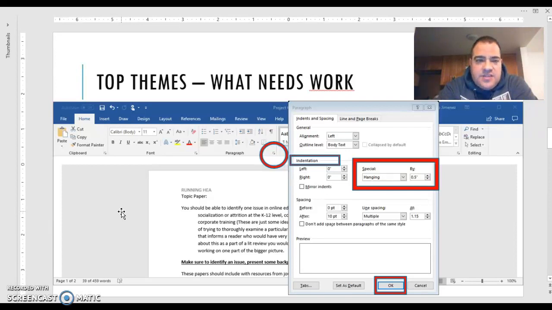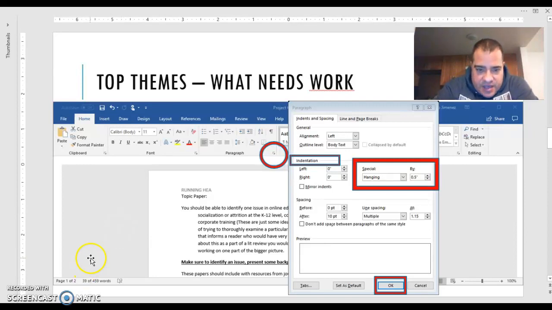And the next section that I wanted to talk about that needs a little bit of work, and just more of a reminder for some of you, but I think it's important to cover, is your reference section and how your reference section should have what we call a hanging indent. Now, what is a hanging indent?